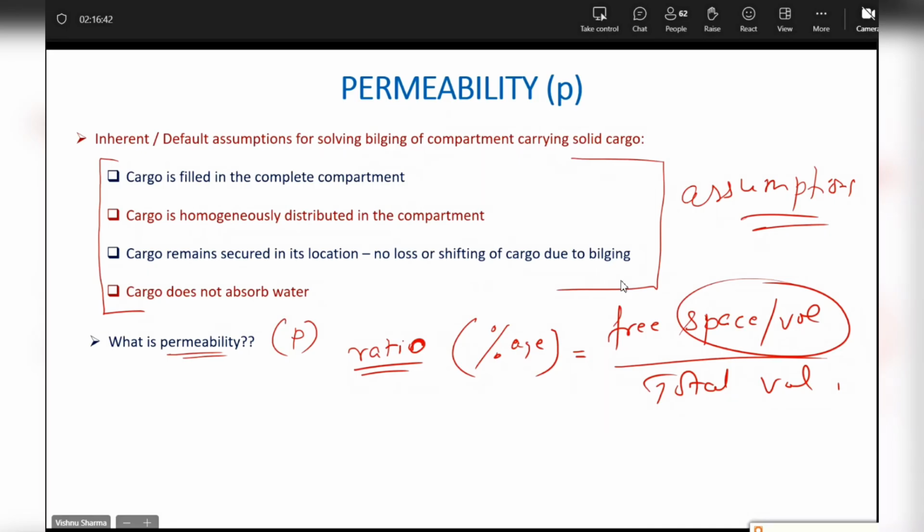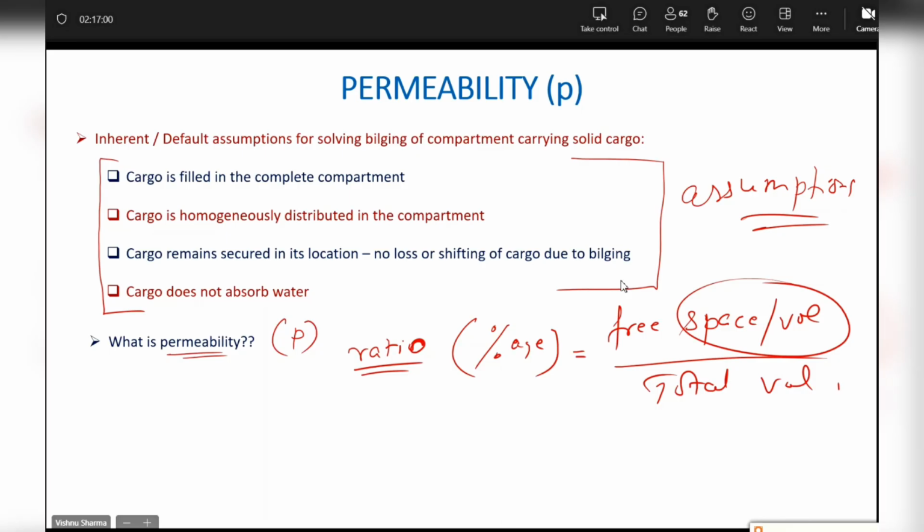Permeability is the ratio. Sir, the audio was gone for 10 seconds. Guys, is that the case with everybody? Yes, sir. Okay. Is it back? Where did you lose me last? What did you hear? The meaning of permeability.